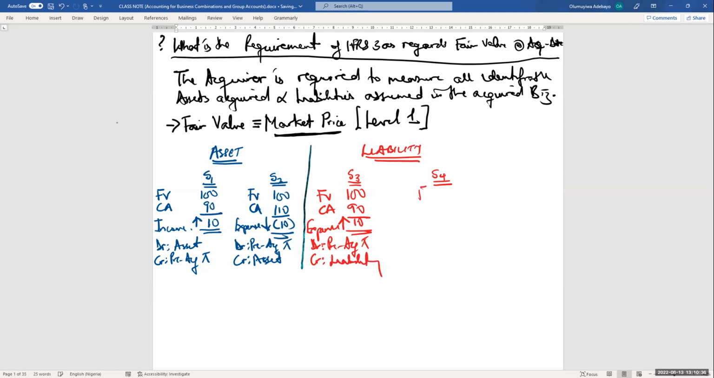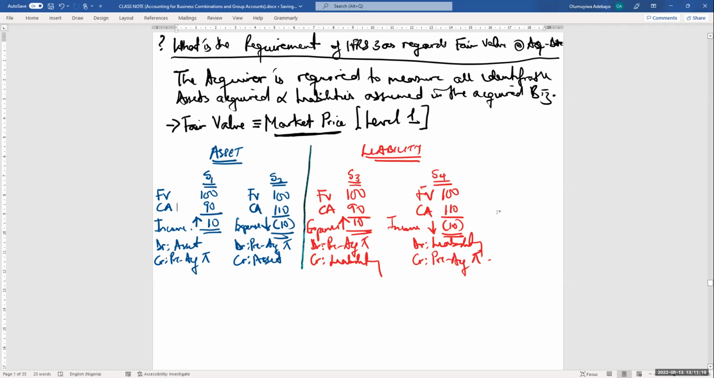And conversely, if the fair value is still 100, but the carrying amount was 110, this brings about a decrease in the fair value measurement of the liability. A decrease in liability without necessarily settling any obligation, but based on measurements, adjustment, or movement, will constitute a reduction in liability and will constitute an income, which increases your profit, and invariably here is pre-acquisition profit or reserve. Is that clear, sir? Yes, sir. Thank you, sir.